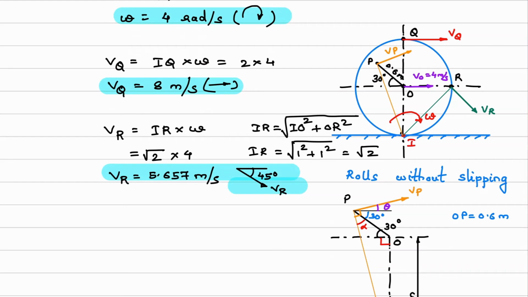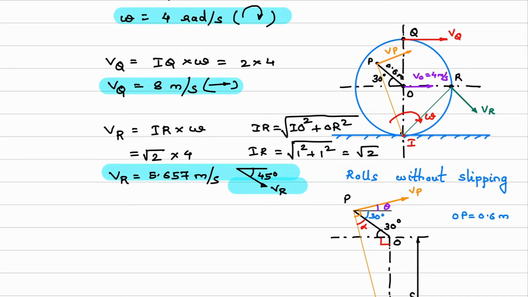Now what about the direction of this R velocity? Keep your thumb at I, keep your index finger at R and rotate it in clockwise direction. So velocity will be in this direction, not this direction. So in this way we have obtained the direction of velocity. Now we will calculate velocity of point P. Keep your thumb at I, keep your index finger at P, and rotate your index finger in the direction of omega. It is clockwise, so velocity will be in this direction. So I have shown Vp, velocity.